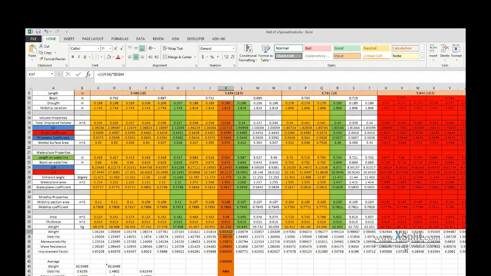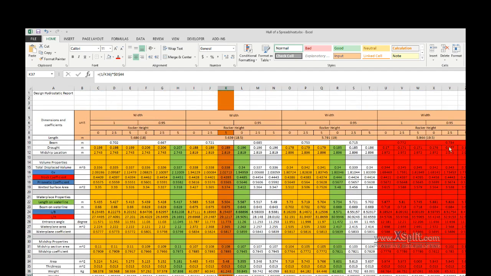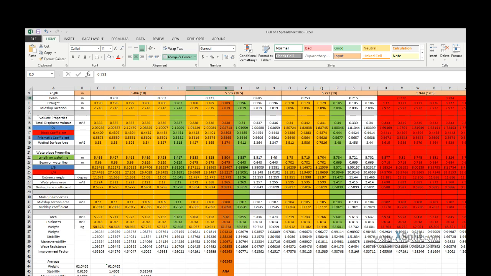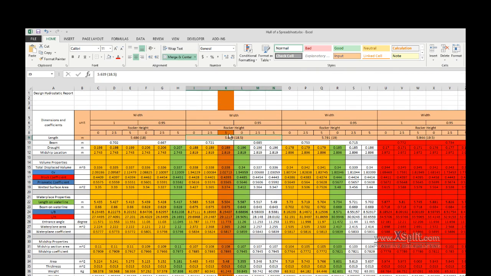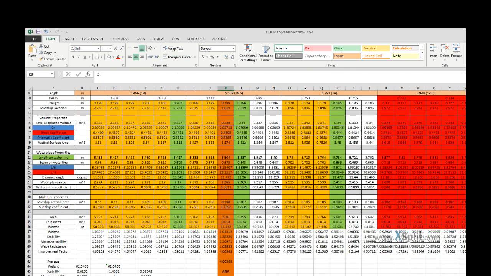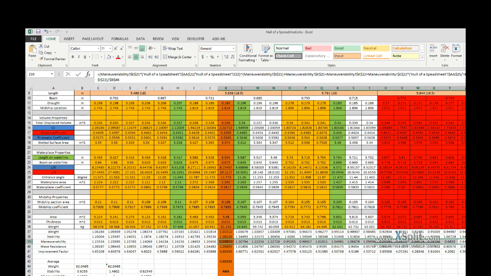For stability, this boat's wider, so you would think it'd get a better score. As you can see, the beam here is 0.734, and the beam for Anna is 0.721. And it did get a higher score, about 1.6 compared to Anna's 1.3. Maneuverability, you would think that Anna, being a shorter boat with higher rocker, will be more maneuverable than the wider boat with the same amount of rocker. And that was true. See, 1.2 compared to 0.8.